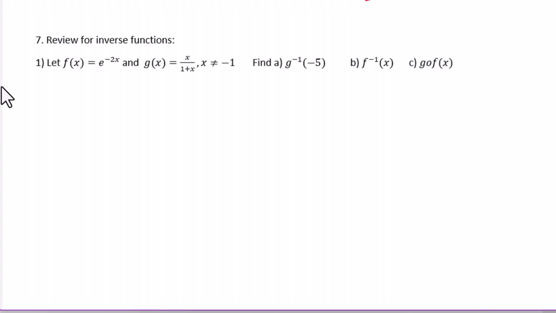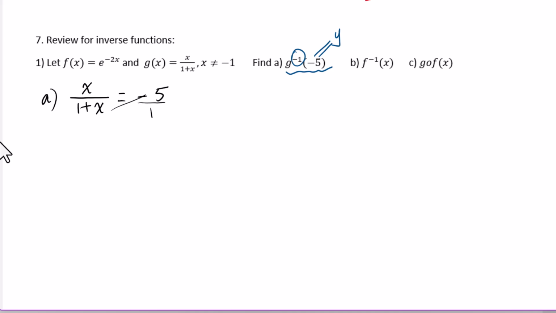Go to question 7. Let f of x equals e to the negative 2x power and g of x equals x over 1 plus x. Find a, inverse g of negative 5. When you have inverse, this negative 5 is y. So we will set up x over 1 plus x equals negative 5.